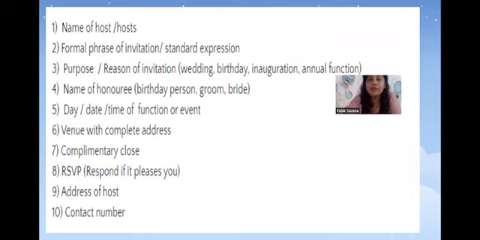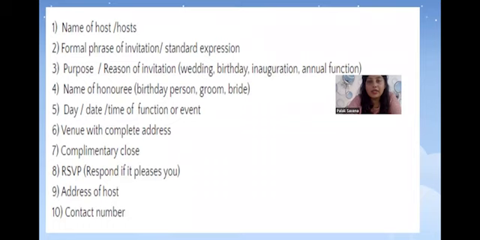Day, date, and time of the function or event has to be mentioned. Venue with complete address. It should not be house number dash, etc. So the venue has to be a complete address. Complimentary close, thankfully, yours sincerely. That way you have to close it.